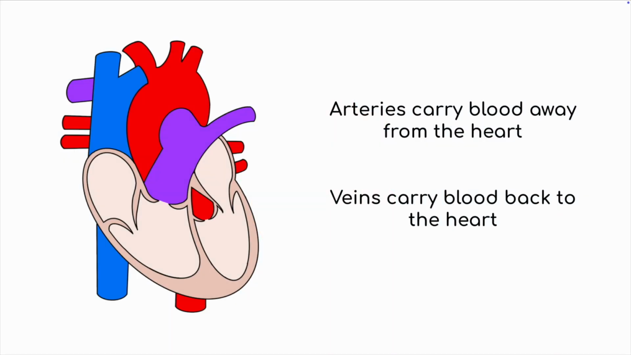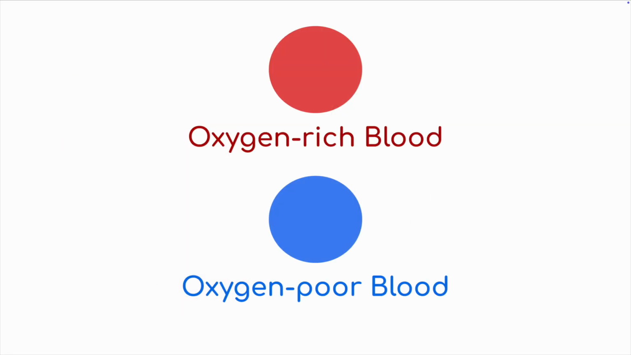You might be wondering, what's the difference between arteries and veins? Arteries carry blood away from the heart, while veins carry blood back to the heart. A major role of the cardiovascular system is transporting oxygen throughout the body. This means that blood can be oxygen-rich or oxygen-poor. To depict this, oxygen-rich areas are colored red, while oxygen-poor areas are colored blue.